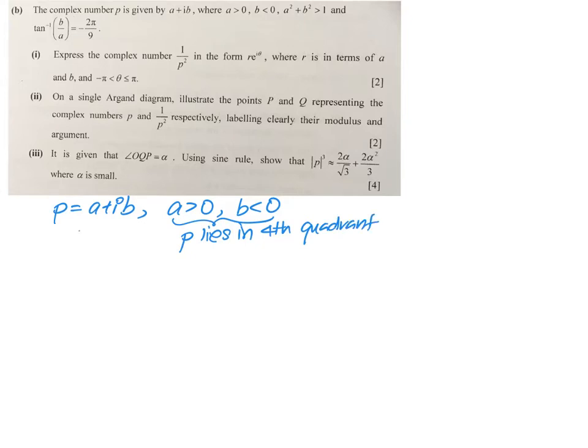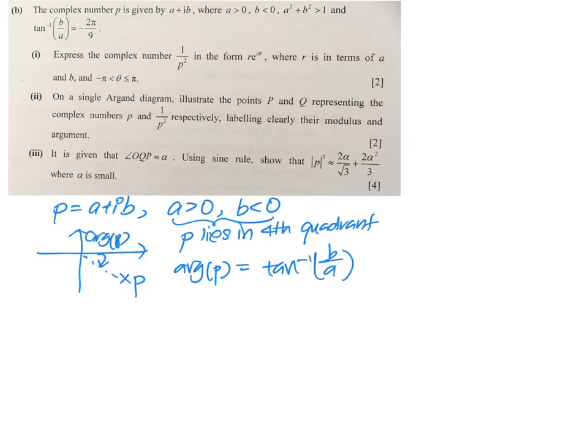So with p lies in the 4th quadrant, how do we measure the argument? The argument of p can be found by taking tangent inverse b over a. Please take note that b is negative, so that was why we are given negative 2 pi over 9. You should expect the argument to be negative. So what does this info tell us? It tells us the argument of p.